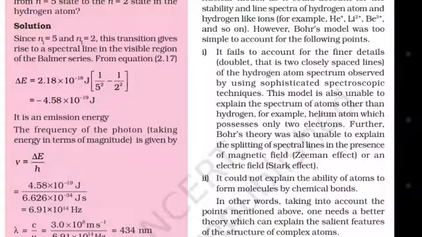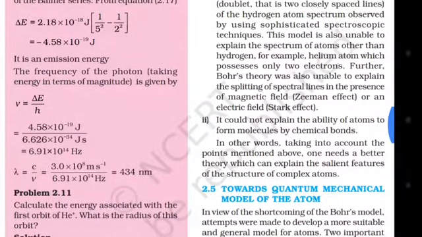Further, Bohr's theory was also unable to explain the splitting of spectral lines in the presence of magnetic field, known as Zeeman effect, or an electric field, that is Stark effect. Second, it could not explain the stability of atoms to form molecules by chemical bonds.